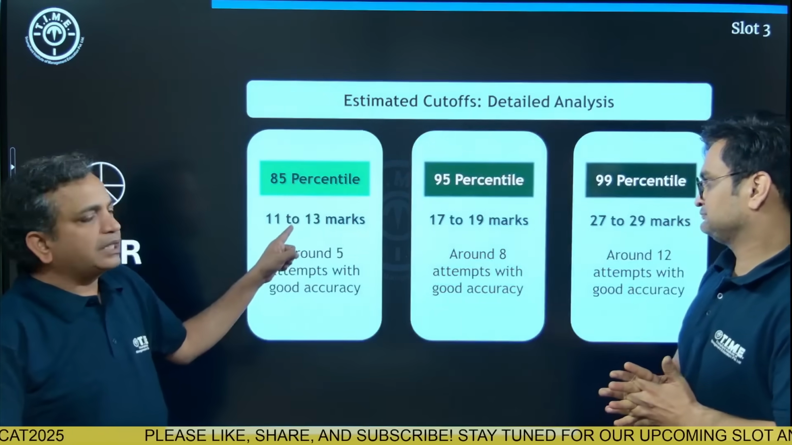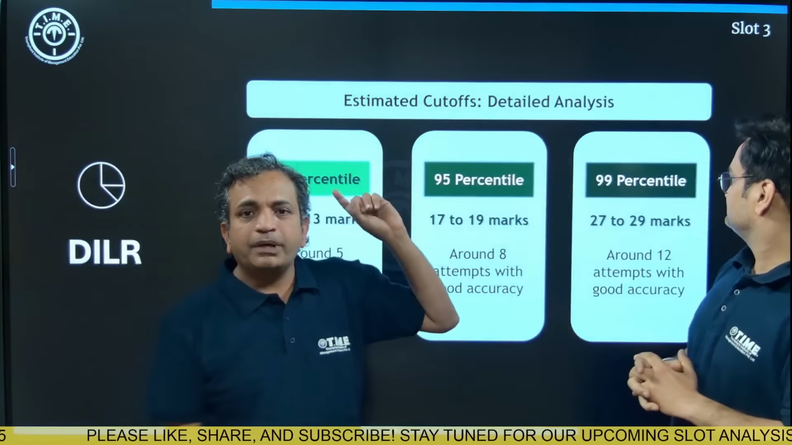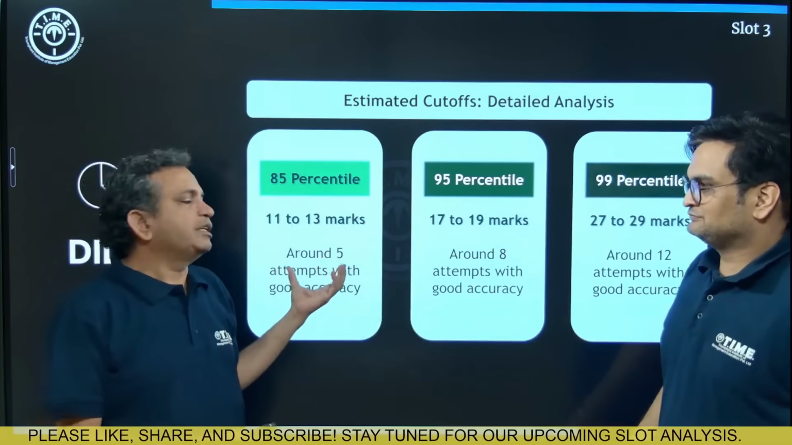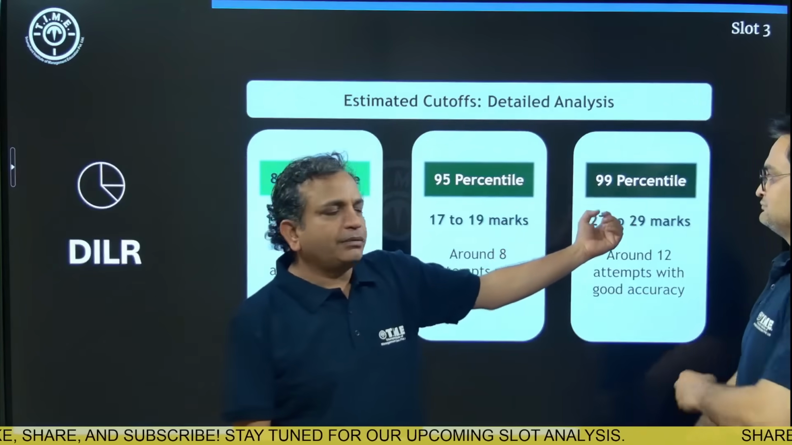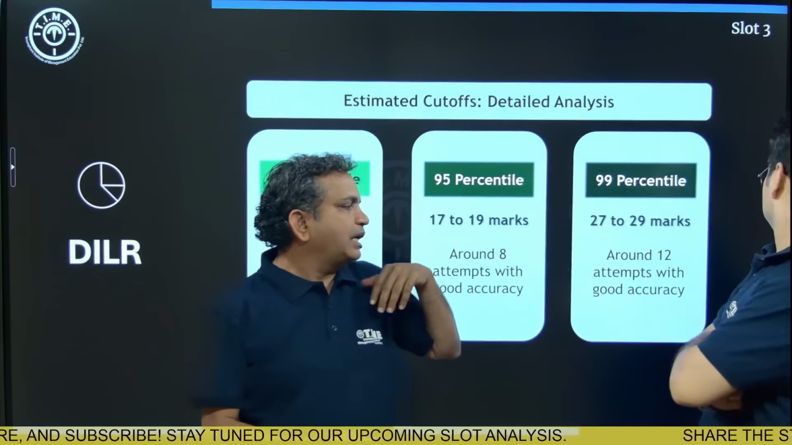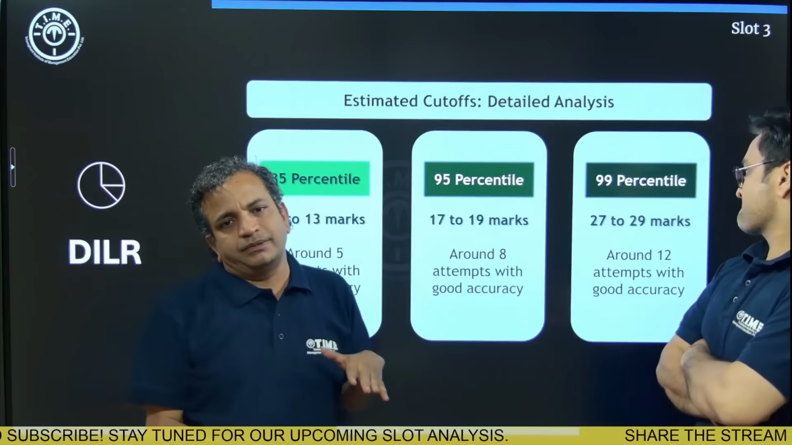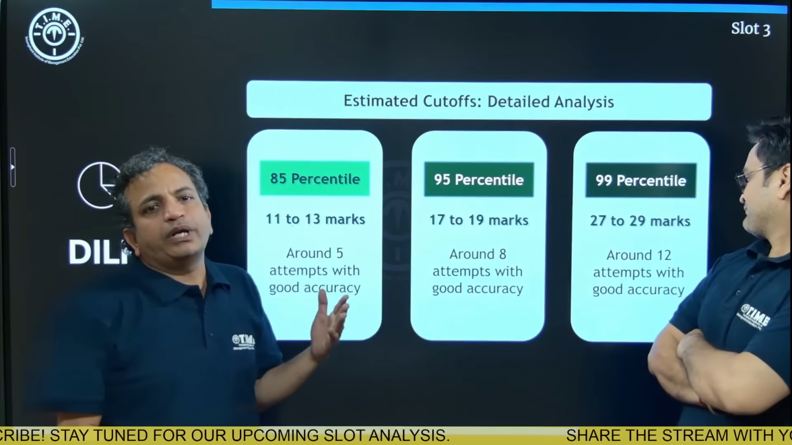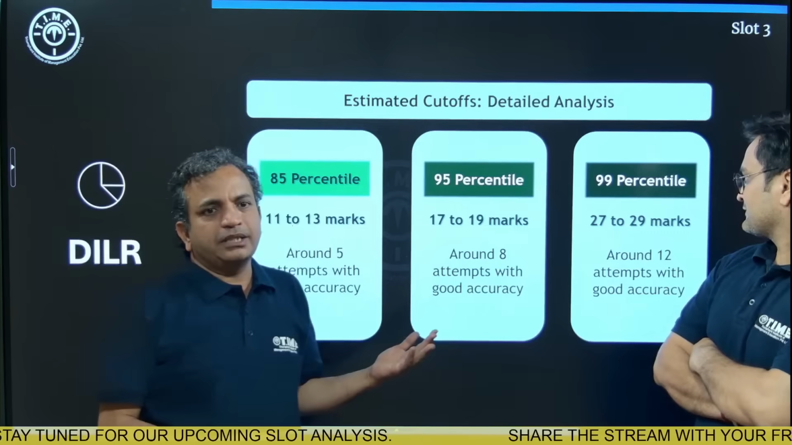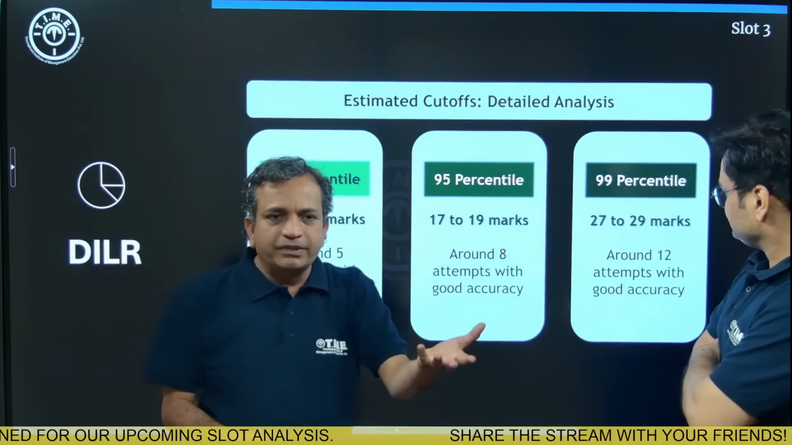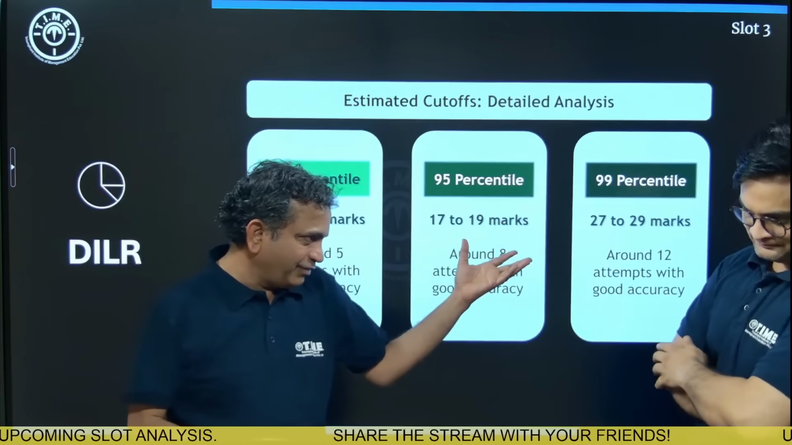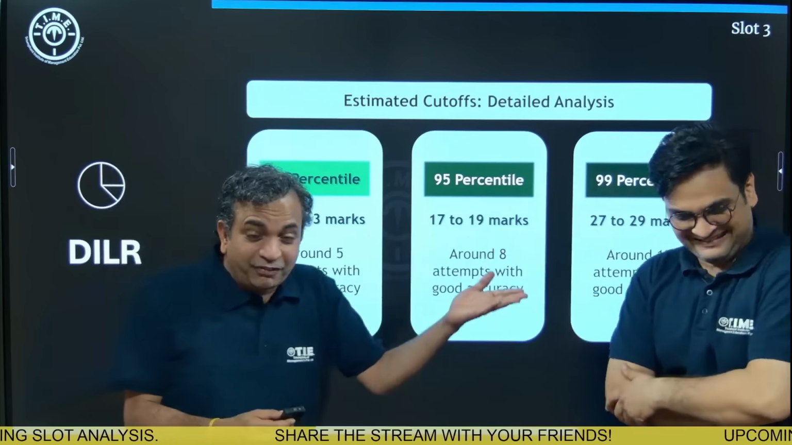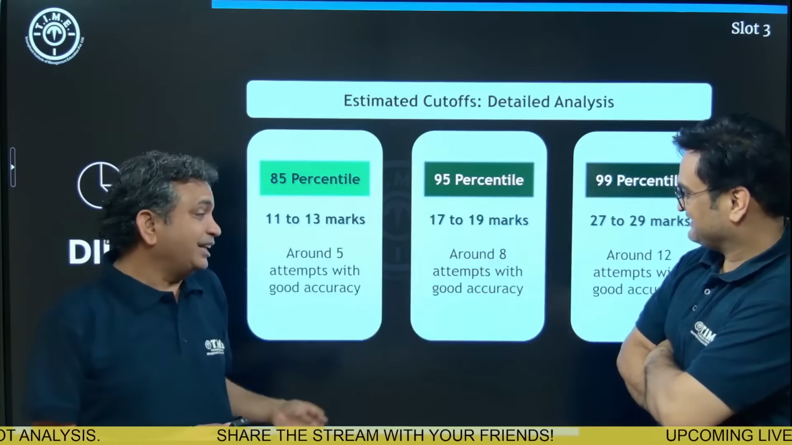85 percentile is at about 12 marks. 12 marks would mean around 5 attempts with good accuracy. On the other extreme, we have 99 percentile at 28 marks, around 12 attempts with good accuracy. Now, 12 attempts would mean 2.5 sets, right? Or, let's say, if you attempt the 2 five-question sets, which may not be possible because, if I remember correctly, one of the 5-question sets is a very difficult set. Both the 5-question sets are difficult. I think that's a very key point to note.